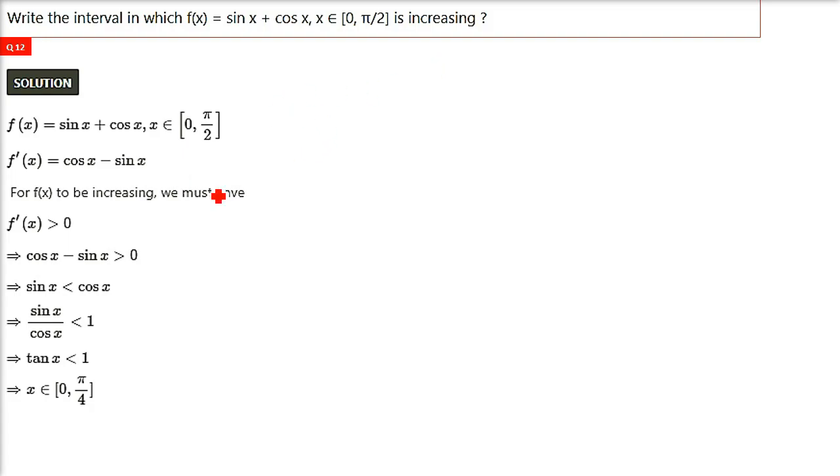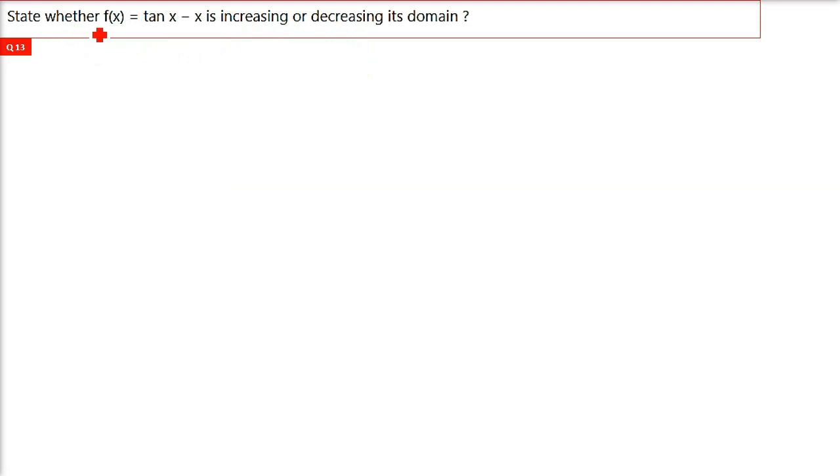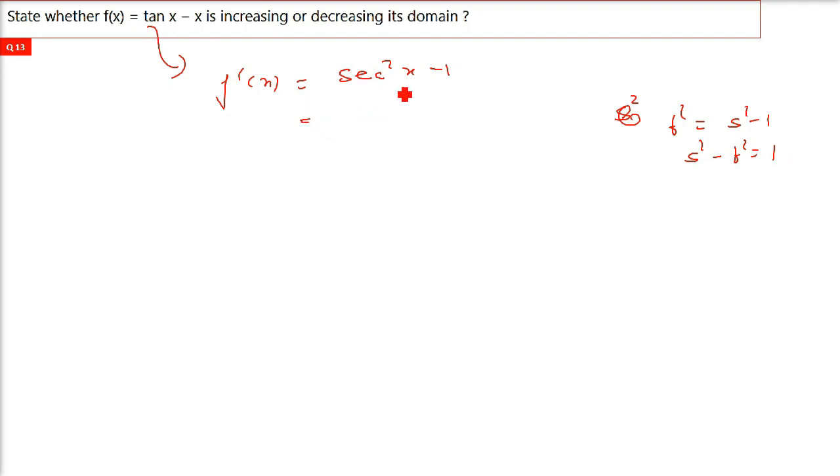And this question is very easy if you have understood the previous chapter exercises. State whether tan x minus x is increasing or decreasing in its domain. When you don't know anything, just differentiate. f dash x is sec square x minus 1. Now what is sec square minus 1? There is a relationship between sec and tan: tan square theta is equal to sec square theta minus 1, or sec square minus tan square is equal to 1. So in place of sec square x minus 1, we can write tan square x.